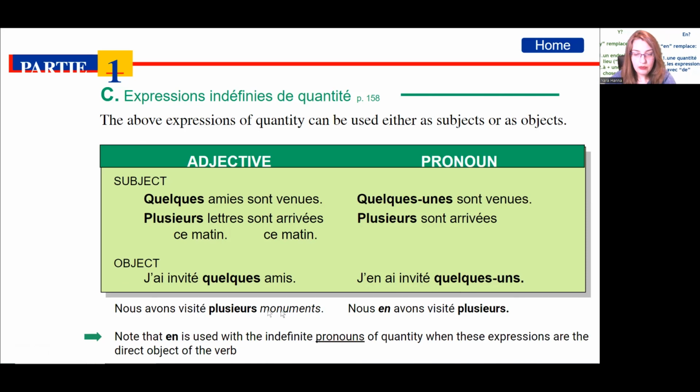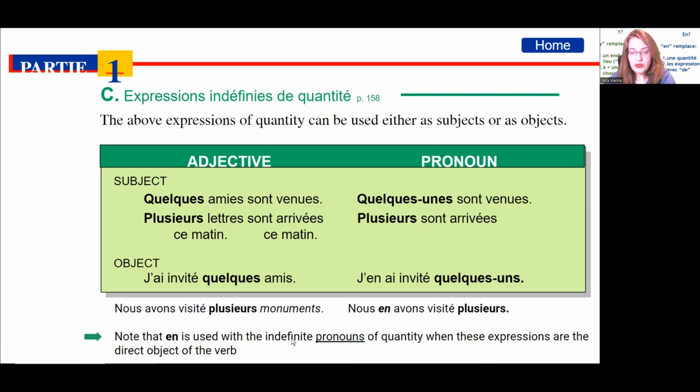Nous avons visité plusieurs monuments. We visited several monuments or many monuments. Plusieurs is the adjective that describes monument, which is the object. Nous en avons visité plusieurs. So here, say it with me, practice it. So you hear yourself say it and it makes sense and you can make it on your own.